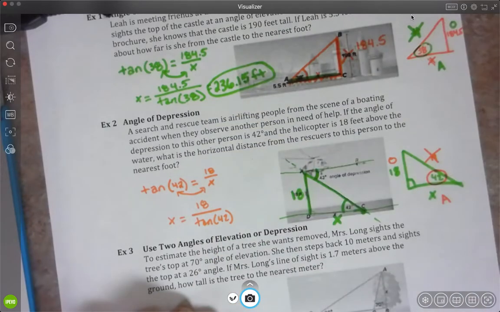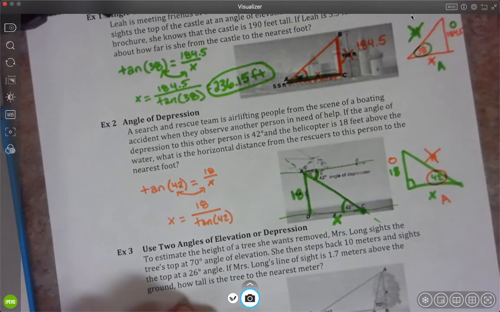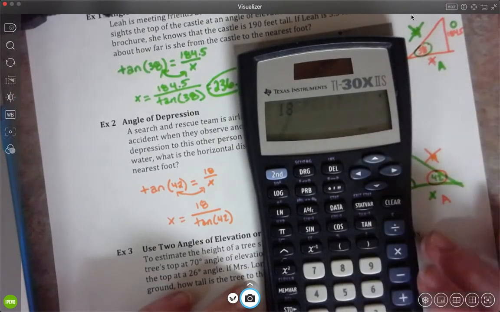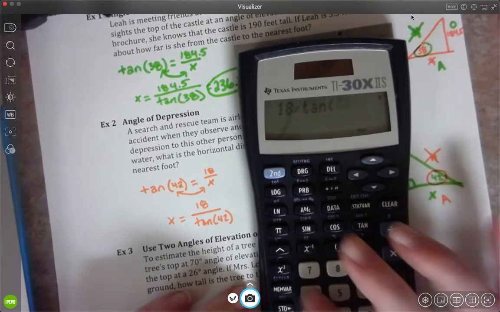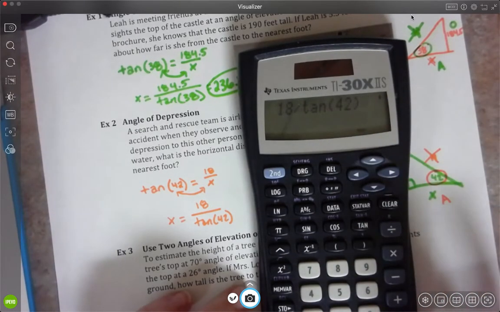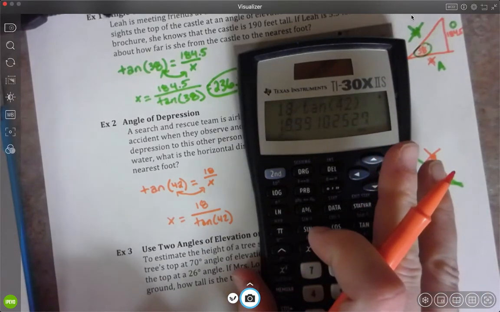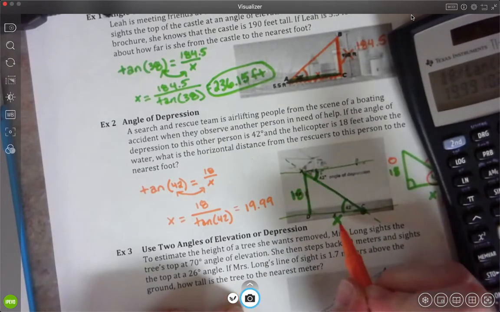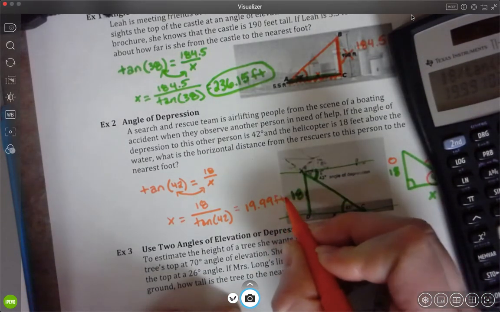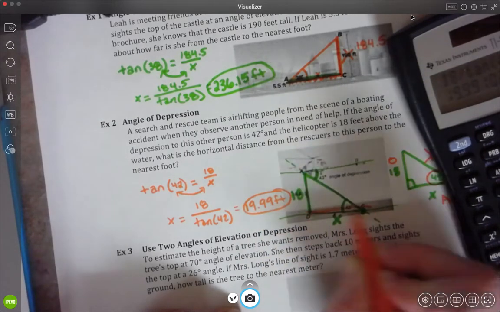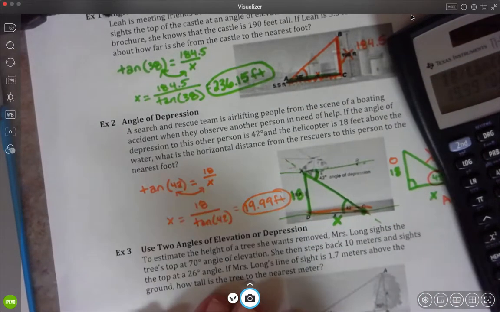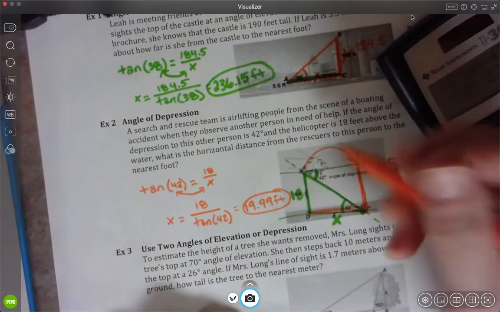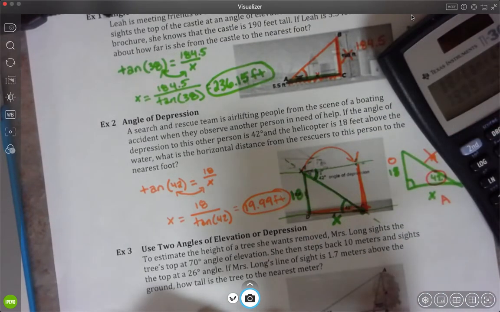I feel like I'm going a little fast here because this is something that we've already done before. But if I'm going too fast, pause the video and collect your thoughts. There you go. 18 divided by tangent 42, and we get 19.99. And that is also going to be in feet. So that's how far horizontally they would need to move the helicopter over, 19.99 feet, to be right above this guy. So about 20 feet. They need to scoot over to get to that guy.